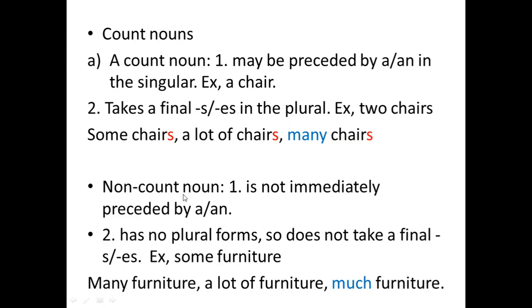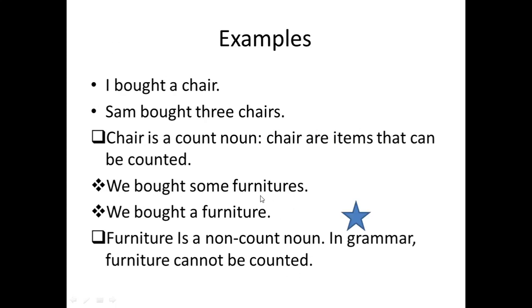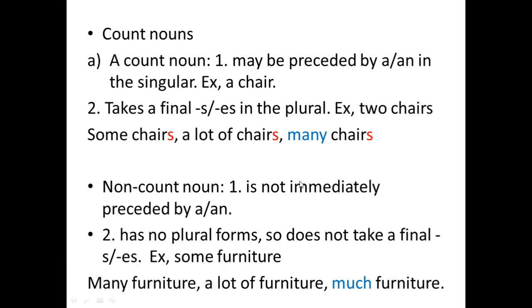As we said, non-count nouns have no plural forms. We said it in the definition, remember? So, non-count nouns have no plural forms, so they do not take a final s or es. Simple as that. We can't say some furnitures. This is wrong. Okay? So we are going to say some furniture, simply furniture. We don't add any s.